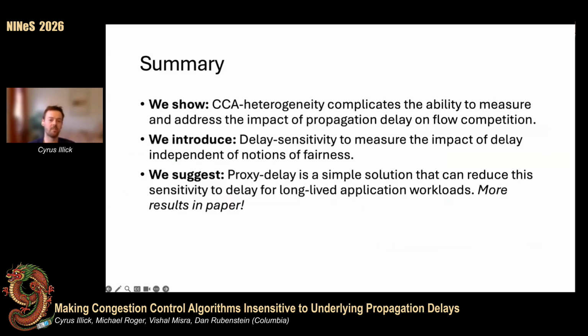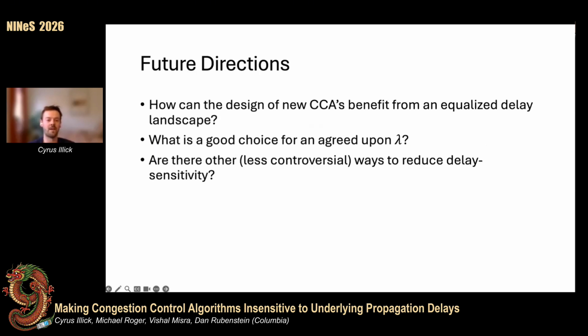In summary, we showed that both measuring and addressing the impact of propagation delay is difficult in heterogeneous settings, and we proposed delay sensitivity as a way to quantify this notion of predictability with respect to the ranges of propagation delay that are practical to real-world settings. And we proposed a simple solution of using artificial delay to reduce the sensitivity to propagation delay. So measuring delay sensitivity by the practical range of propagation delays that are encountered could be useful when designing new CCAs, where the design could be geared specifically towards the practical range of delays.